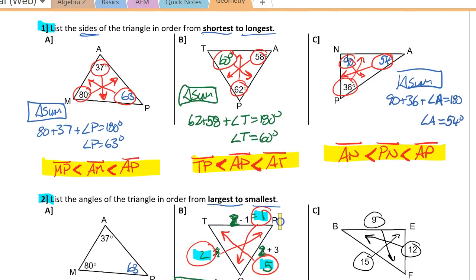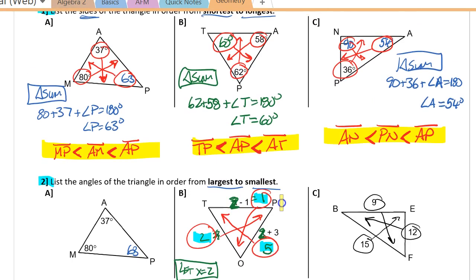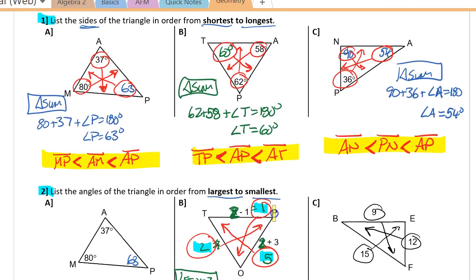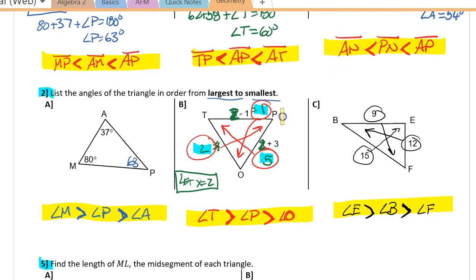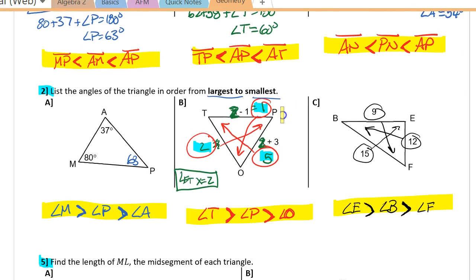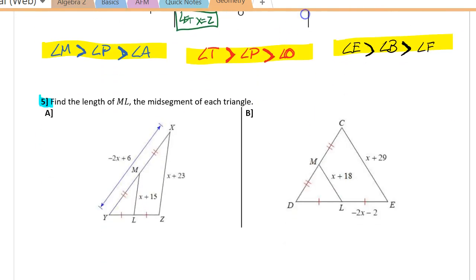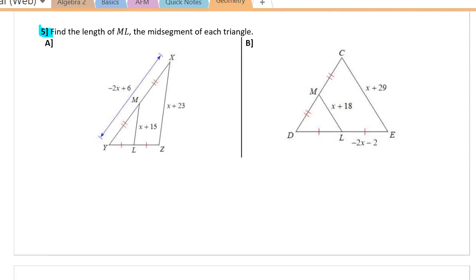That's it for question number 1 and number 2. That comes out of topic number 15, triangle inequality. We'll see a few more questions like that on questions number 7 and 8 in a moment. I'm going to jump to number 5 now, which comes out of topic 16, triangle midsegment. All right, question number 5, find the length of ML, the midsegment of the triangle.